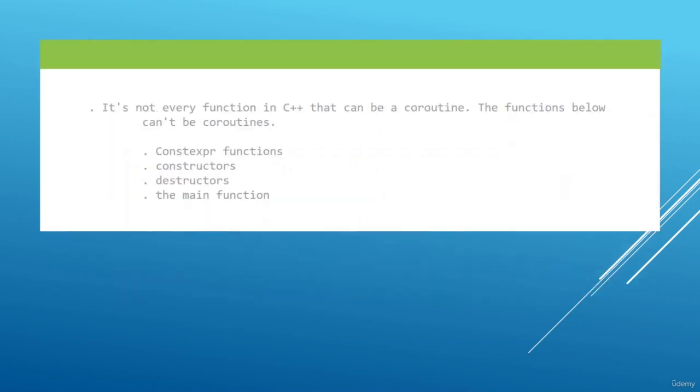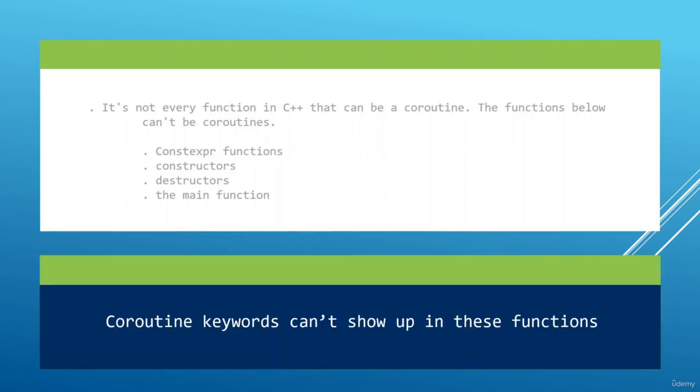Now, it's not every function in C++ that can be a coroutine. There are some exceptions. For example, constexpr functions can't be coroutines. You can't have a coroutine constructor. You can't have a destructor be a coroutine. And the main function can't be a coroutine. These are restrictions that are in place you need to be aware of. Now, if you try and put a coroutine keyword in any of these functions, you're going to get a bunch of compiler errors, and you should know that you have done something wrong by then.